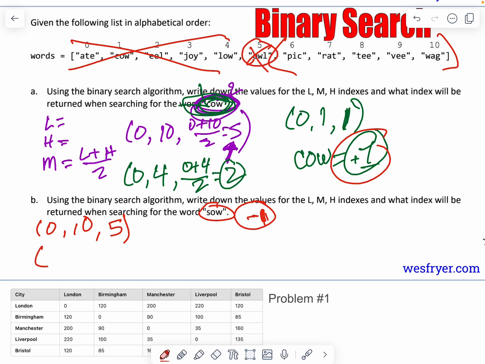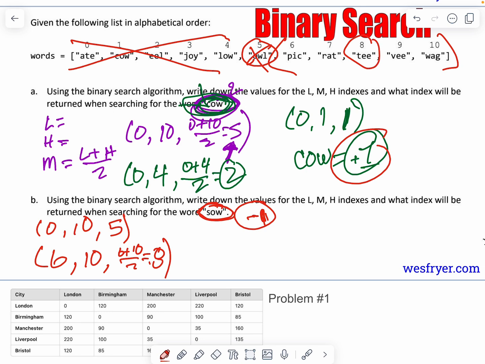So the next iteration of our search is going to be 6 as our low. It's going to be 10 as our high. And again, we can calculate, it's going to be 8 in the middle. You can say 6 plus 10 divided by 2 is 16 divided by 2. It's 8. And so now we are comparing our search term sow to 8, okay?